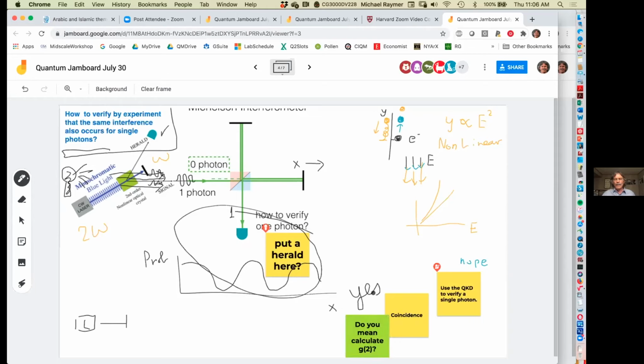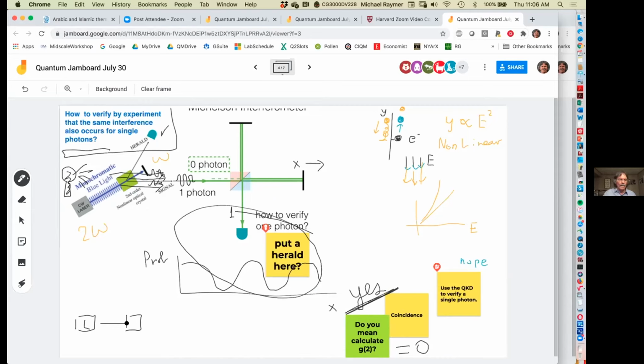Yes, I mean, calculate G2. Remember good old G2? If G2 is 0, that means we had a single photon here. And remember how Henning did that.